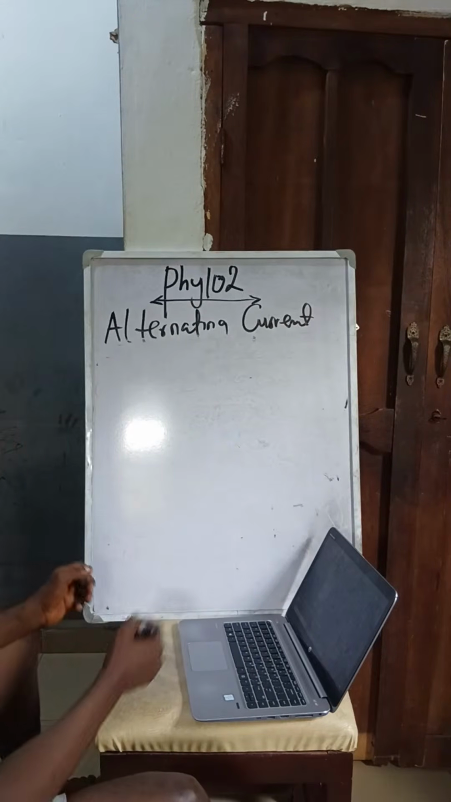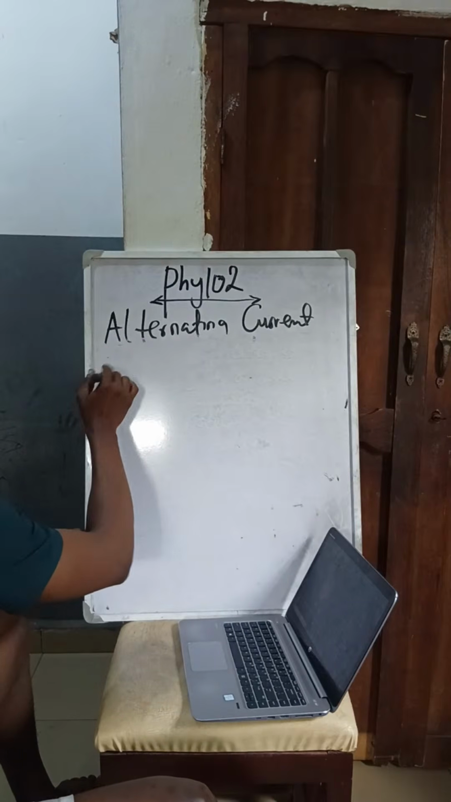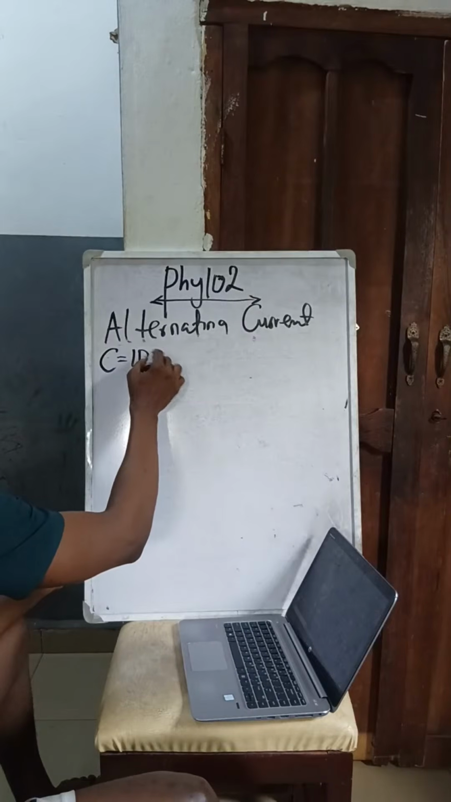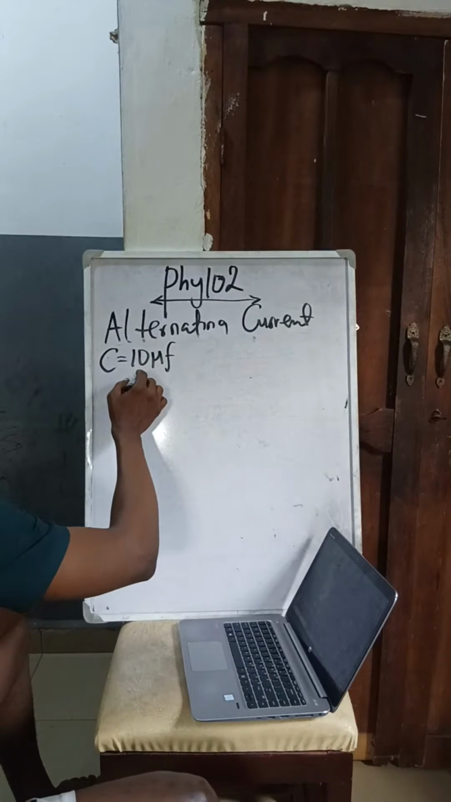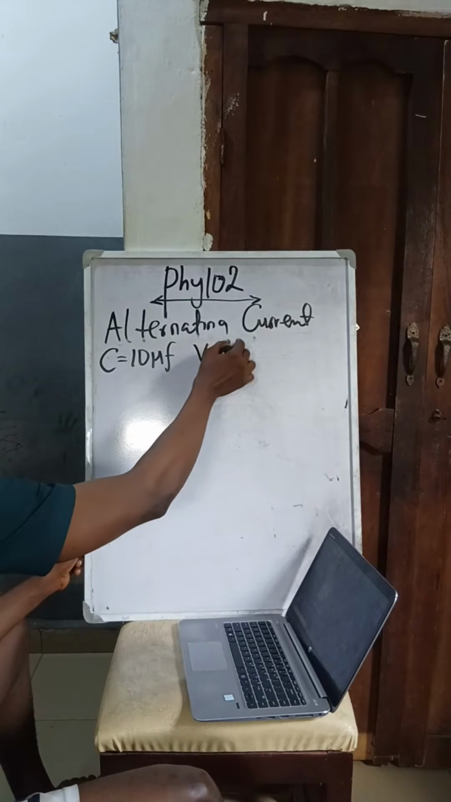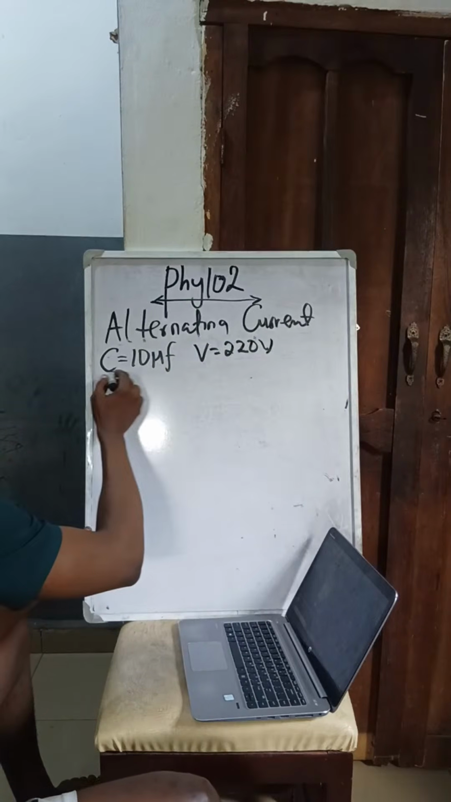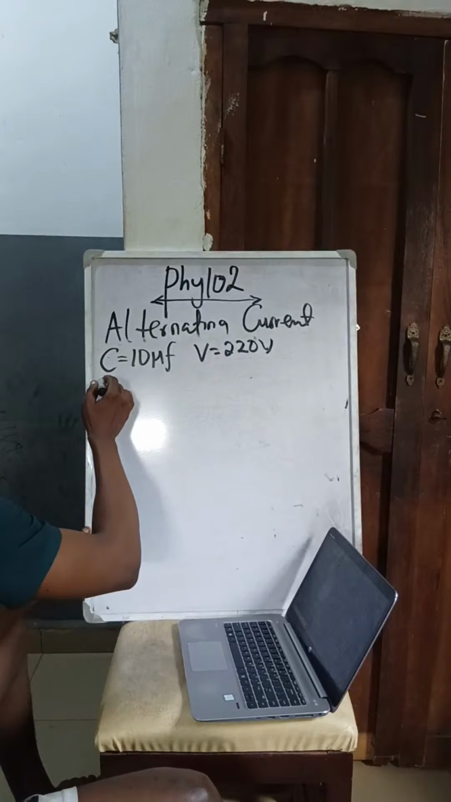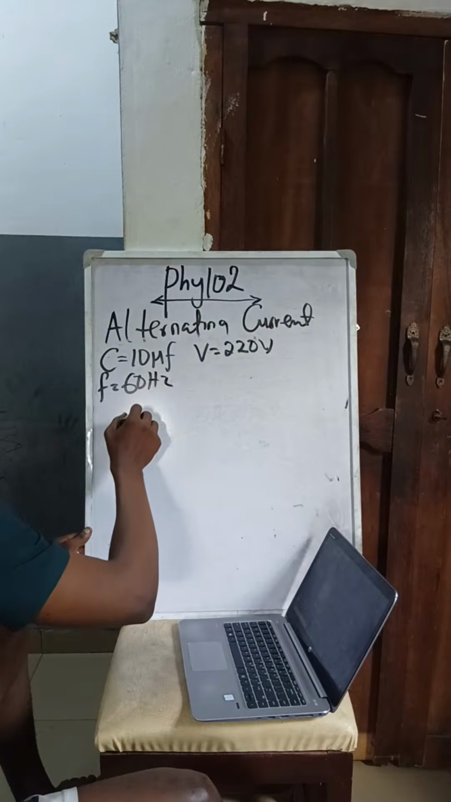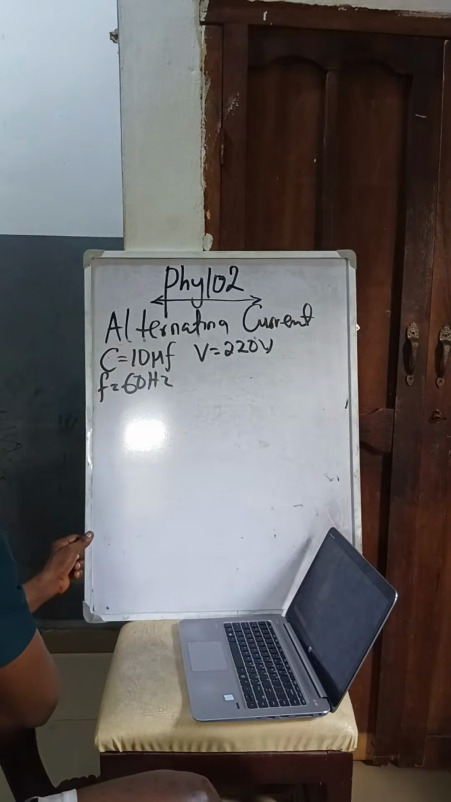All right, the parameters are C is equal to 10 microfarad, then V is equal to 220 volt, F is equal to 60 Hz. Now, root mean square value of the current.